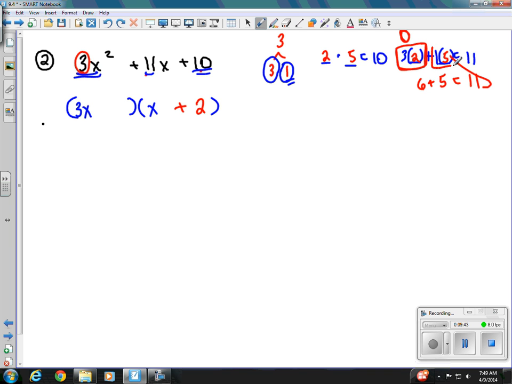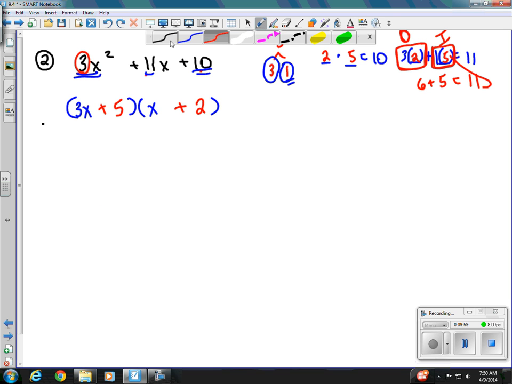Same way here. I have 1 times 5. So that means 5 and 1 cannot go into the same parenthesis since they need to be multiplied. So they're going to make up my inside. So the only other place for my 5 left to go is in the inside of my first parenthesis.